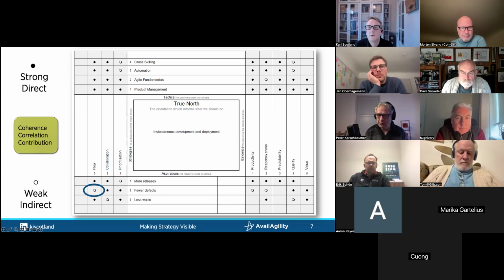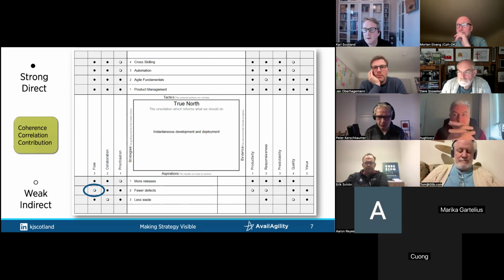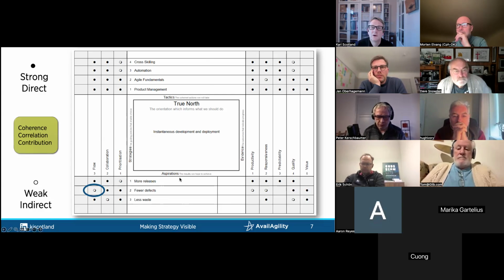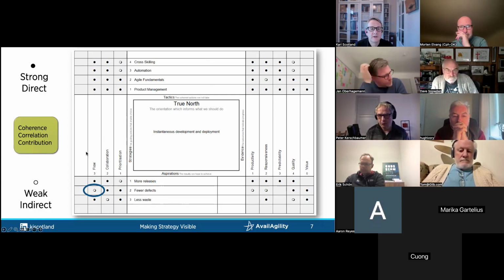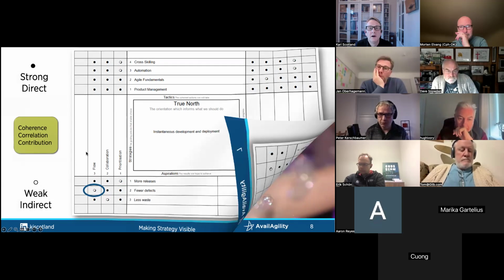So across the whole matrix, then we can start having these conversations around: do we agree? Do we understand? Are we aligned on why we're doing these things? How we're going to go about achieving them? What impact they are going to have on our measures? How that's going to help us achieve our long-term aspirations and ultimately move us towards our true north. So that's the X matrix in a nutshell.